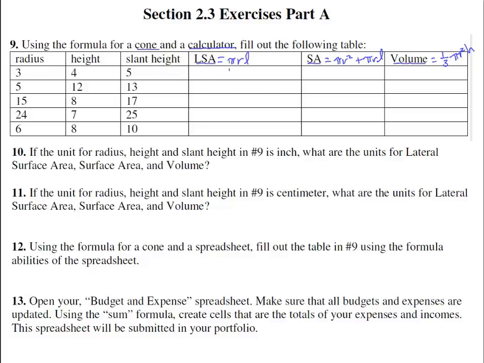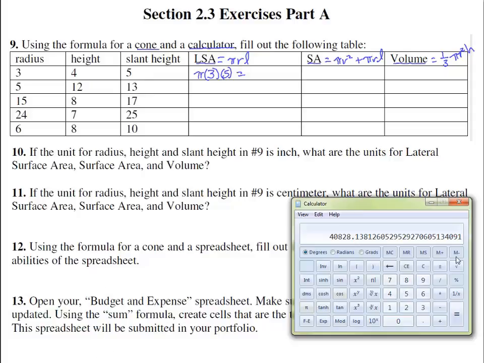So for this one, we are going to have pi times the radius, which is 3, times the slant height, which is 5. So that will be 15 pi. Let's punch that into the calculator. 15 times pi equals 47.12.